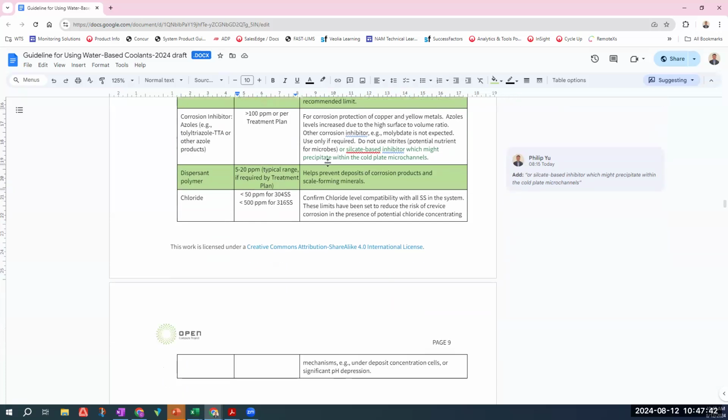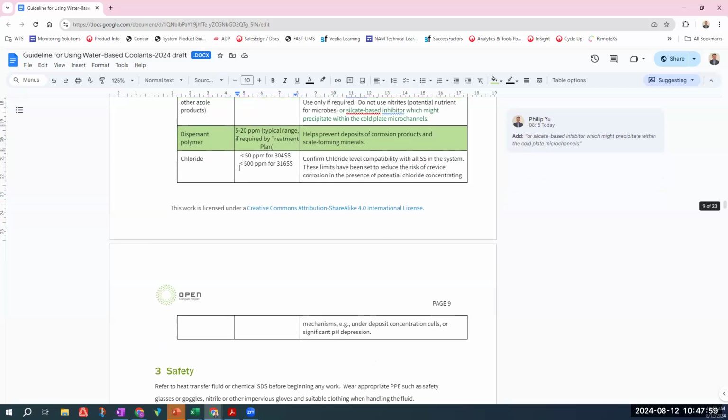Dispersion polymer is not usually an issue. The water quality for the makeup is DI water. Usually there's no scale potential since there's no calcium or magnesium contributed from the coolant. Then the chloride usually comes from other components, the corrosion inhibitor. So we set chloride to be 50 ppm for stainless steel components and 500 ppm for 316 stainless steel, just to prevent stress corrosion.